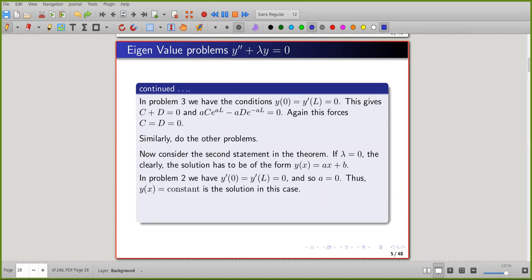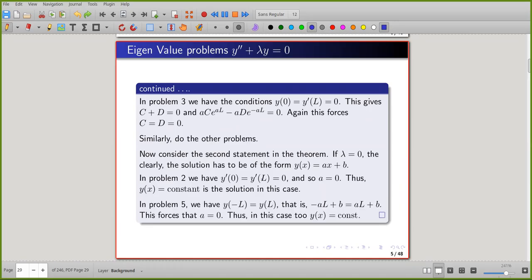So in problem 2, we have the derivative y dash 0 equal to y dash L equal to 0. And from this, we get a equal to 0 because y dash is just a, and thus y of x is constant is the solution in this case. In problem 5, we have y of minus L equal to y of L. So in this case also, y of x is constant. So really there's nothing in this theorem. It's really trivial. So let's go ahead. The upshot is that the only eigenvalues are lambda greater than or equal to 0.